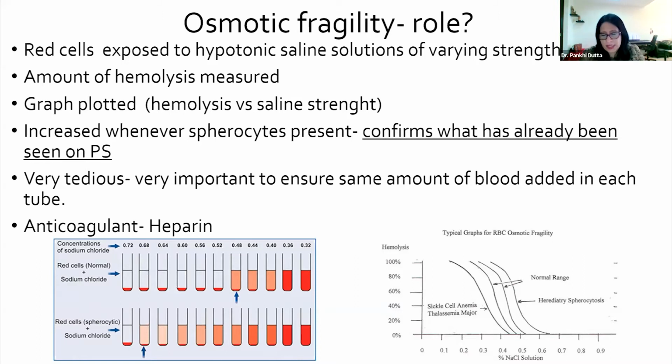Whenever spherocytes are present, they can be seen even in autoimmune hemolytic anemia. In autoimmune hemolytic anemia, why do spherocytes form? Because on the surface, there is antibody. The spleen tries to remove the antibody. With each passage of the RBC through the spleen, there will be some loss of cell membrane leading to formation of spherocytes. So though the final mechanism is the same, the etiology is totally different, but spherocytes are present, and osmotic fragility will also be increased. So osmotic fragility only confirms what you have already seen.